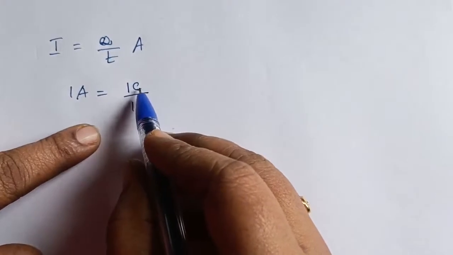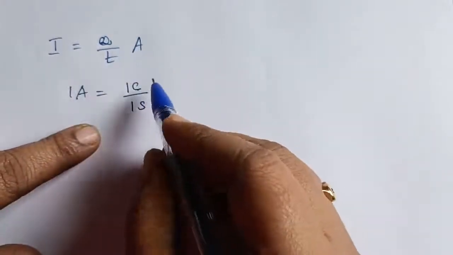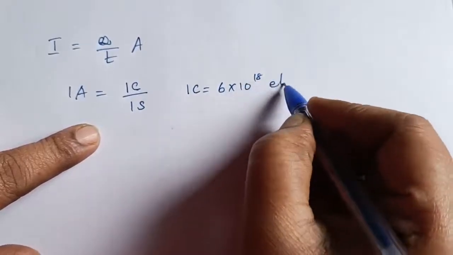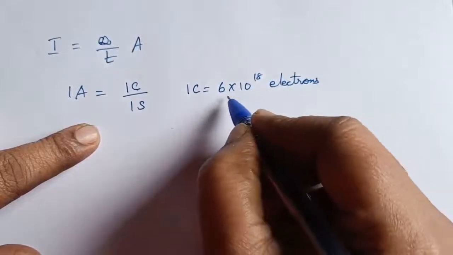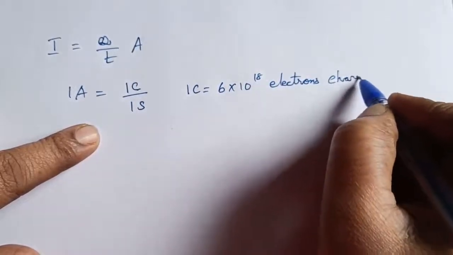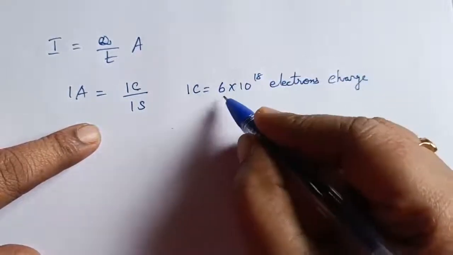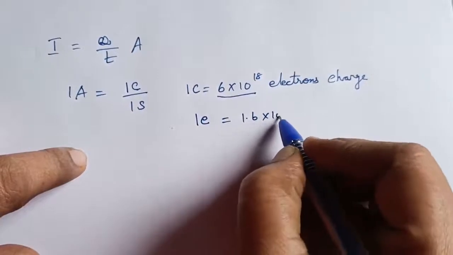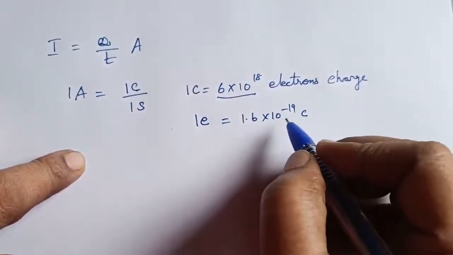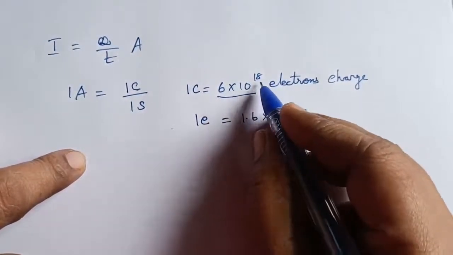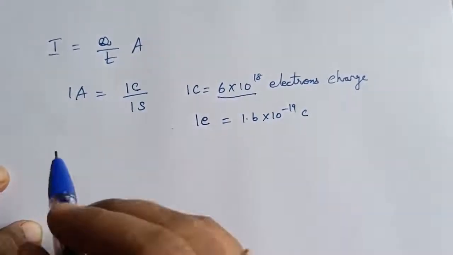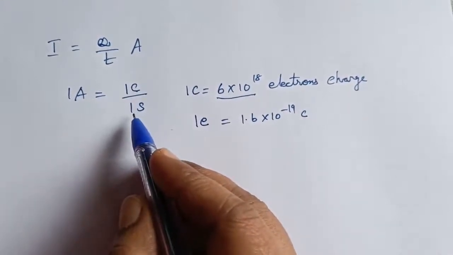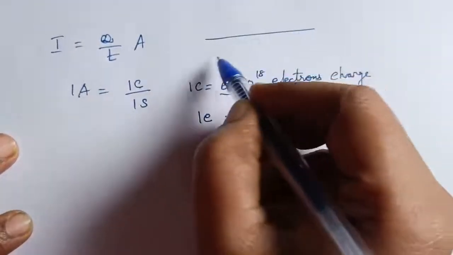What is a coulomb? 1 coulomb is the unit of charge. 1 coulomb equals the charge of 6 into 10 to the power of 18 electrons. What is the charge of 1 electron? 1 electron has a charge of 1.6 into 10 to the power of minus 19 coulomb. It is very small. So the charges of 6 into 10 to the power of 18 electrons combine to form 1 coulomb. So 1 ampere equals the flow of 1 coulomb of charge per 1 second in a particular area.